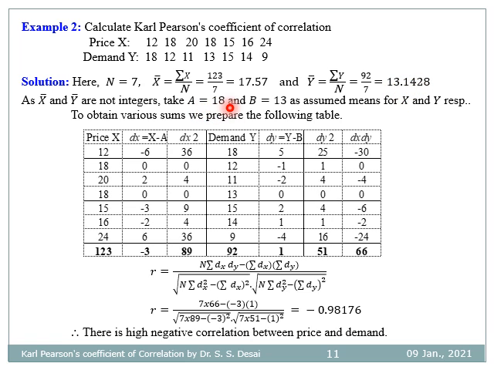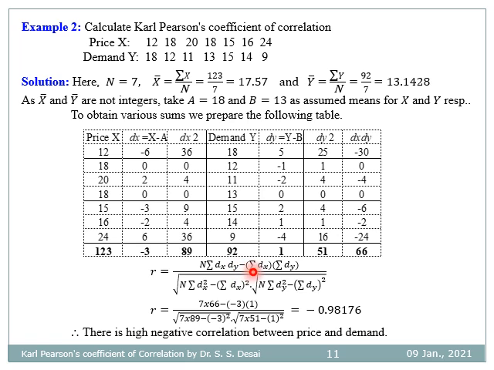So by taking a is equal to 18 and b is equal to 13, for various sums, sum of squares and sum of products, we prepare this table. After summing the values, we have summation of dx, that is summation of x minus a, is minus 3, summation of dx square is 89, summation of dy equal to 1, summation of dy square is 51, and summation of dx into dy is 66.